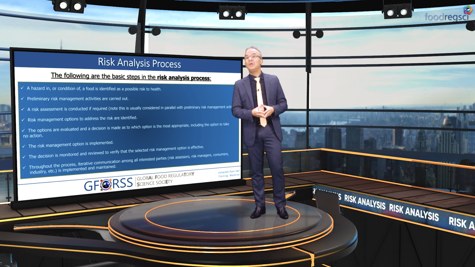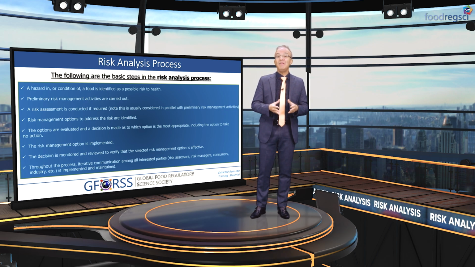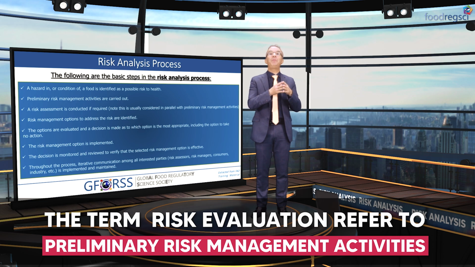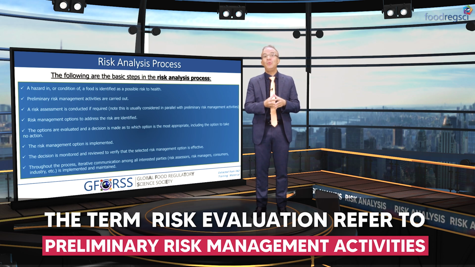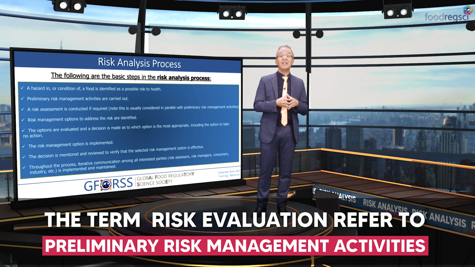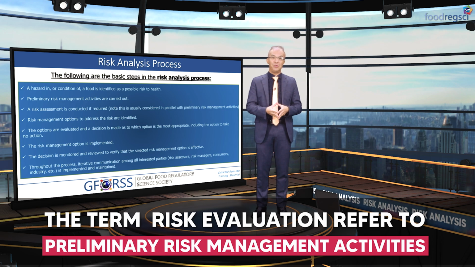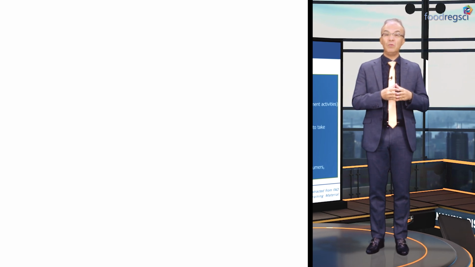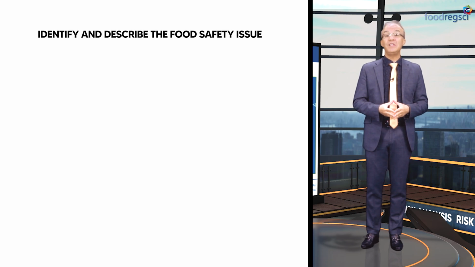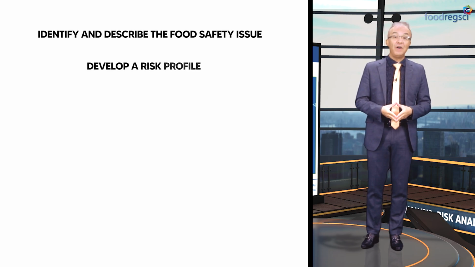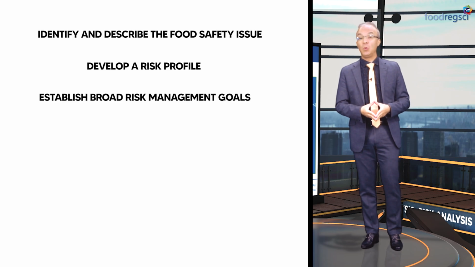Now, what do we mean by preliminary risk management activities? Some, in fact, use this term to refer to risk evaluation. In fact, these activities are carried out by risk managers to collect the information on the issue before communicating with risk assessors. Depending on the nature of the problem to be addressed, some or all of the following actions will be undertaken. Identify and describe the food safety issue. Develop a risk profile. Establish broad risk management goals.